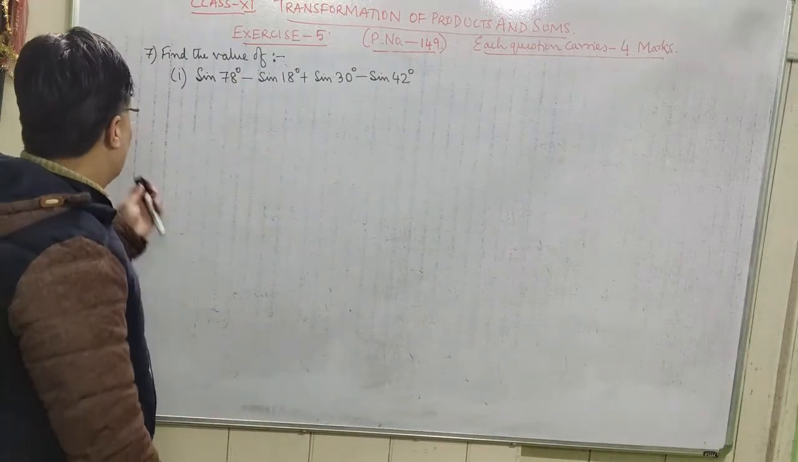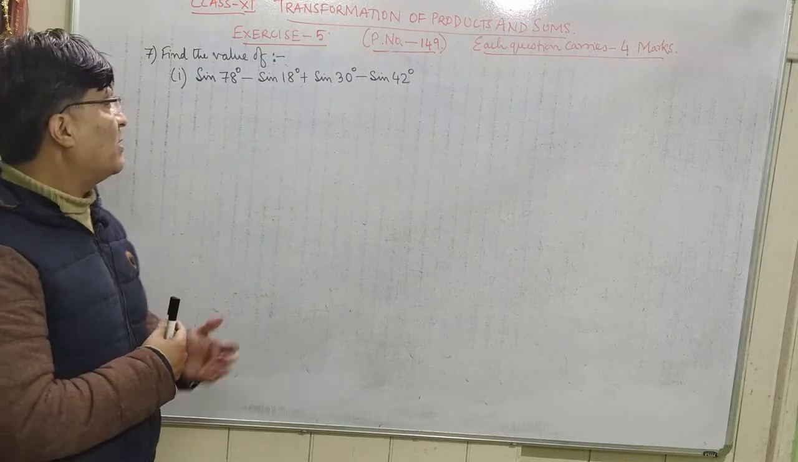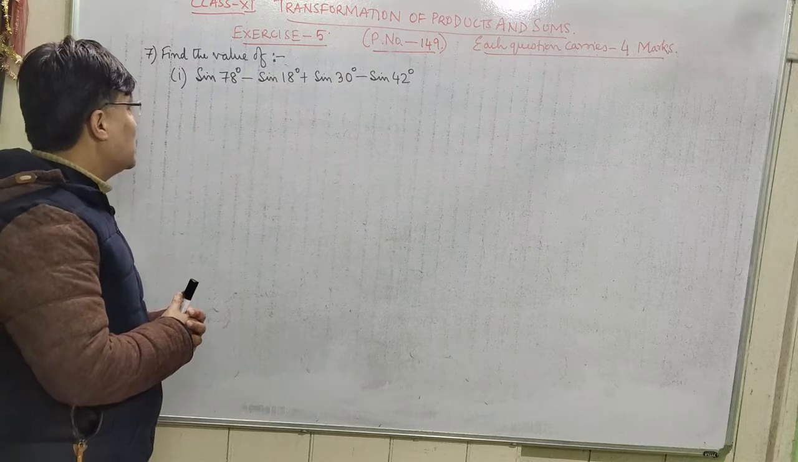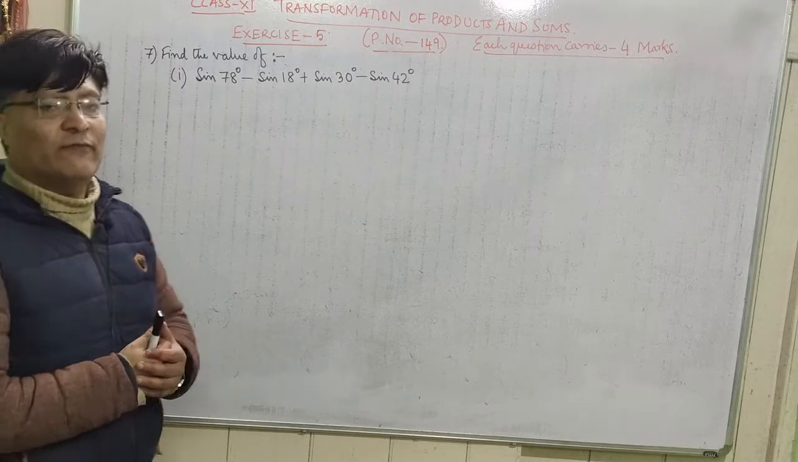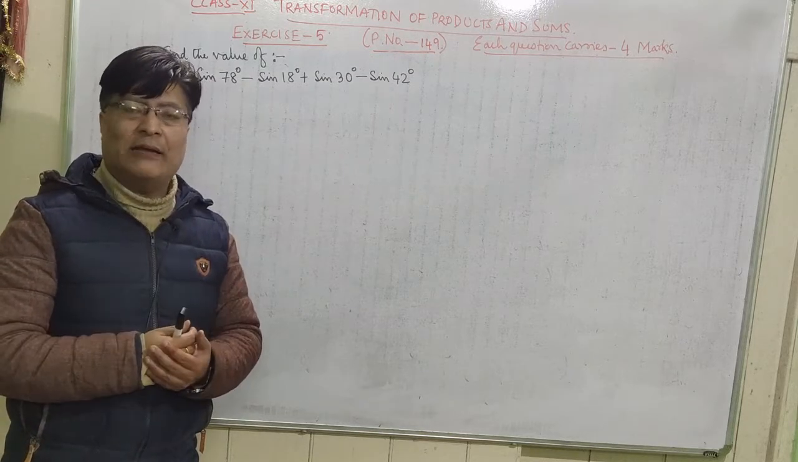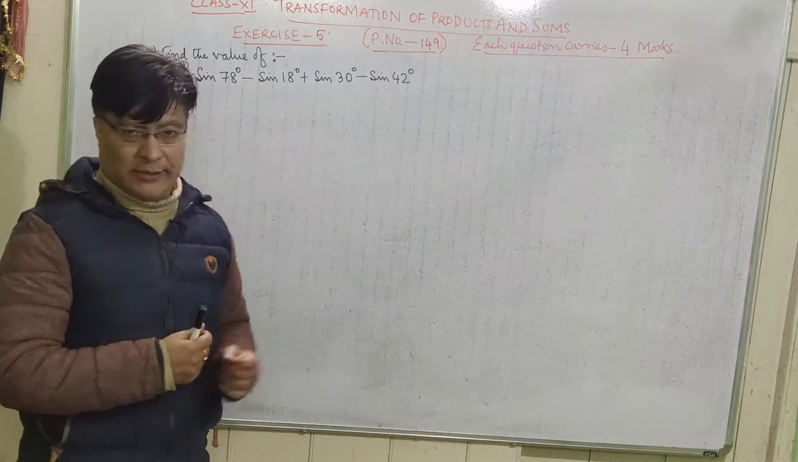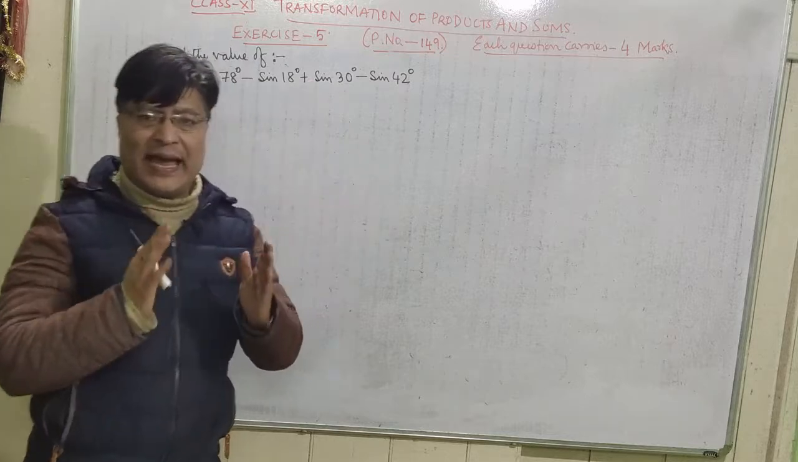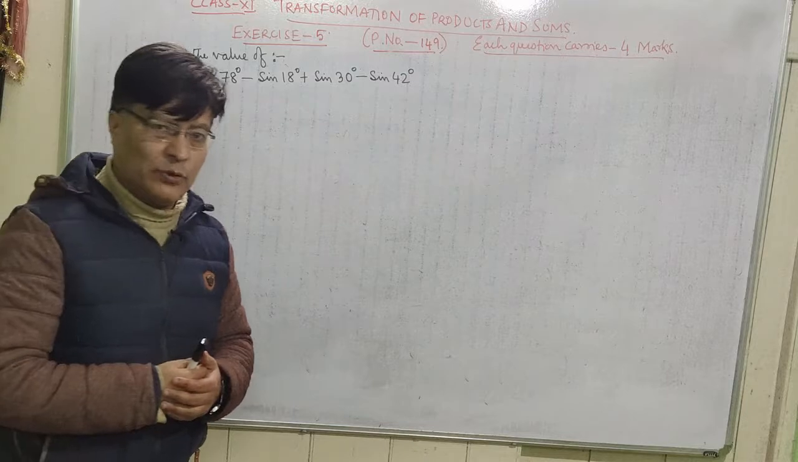So now we'll do the next question, that is question number 7. You have to find out the value of this given expression. So number 1 here is sine 78 degree minus sine 18 degree plus sine 30 degree minus sine 42 degree. So here all the angles are not your standard angles except sine 30 degree. Let us keep this sine 30 degree as it is, because we know the value of sine 30 degree, which is half.